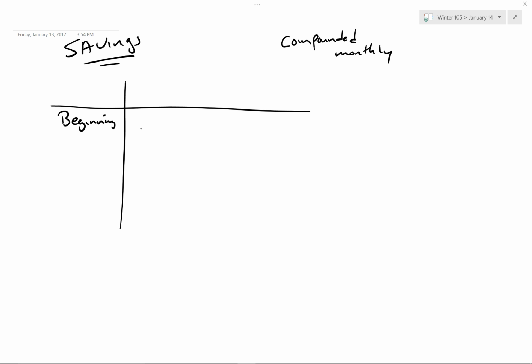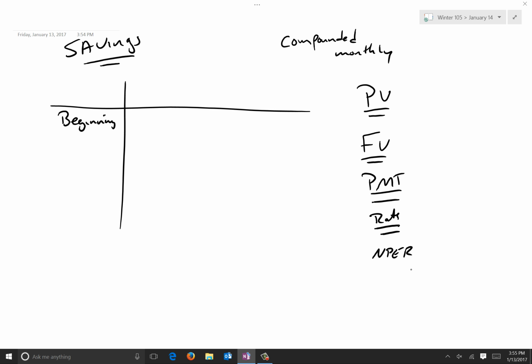And as usual, I think I mentioned in our first video that there are always going to be 5 players. That is present value, which in this case is our beginning balance. Future value is your ending balance, of course, and payment, which you may or may not do at any given time. You may put money in or you may not put any money in every month. Rate, of course, your interest rate, that's a big deal. And then, of course, time, which will be written as the number of periods, but really it's just time.